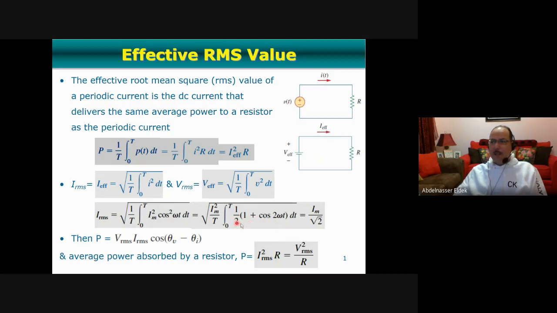And when you integrate this part here, you will find that the integration of the constant part is actually T. You can prove that. So T will cancel with this T. You end up with this 1/2 here, so actually it's T over 2, and T will cancel with the 2. You end up with Im squared divided by 2. So when you take the square root, it will be Im divided by square root of 2. So this is the root mean square value. It is simply the maximum divided by square root of 2.